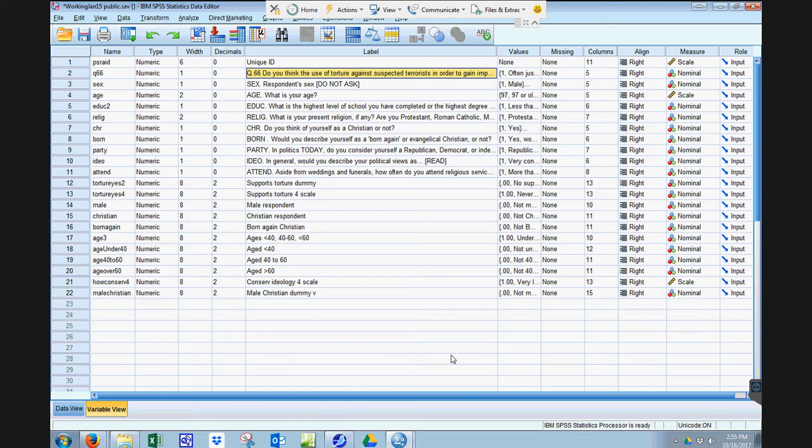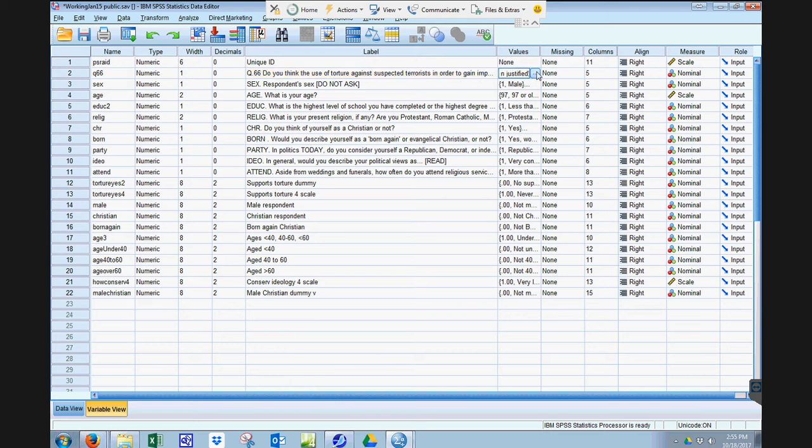All right, let's get ready to go now that you've had sort of the refresher on variables. This is a different data set than what I've looked at in some of the other analyses. Just to let you know very quickly, this is a cleaned up Pew data set that was administered in 2015, and that survey included a question that asked people whether or not they supported the use of torture against suspected terrorists in order to gain important information.